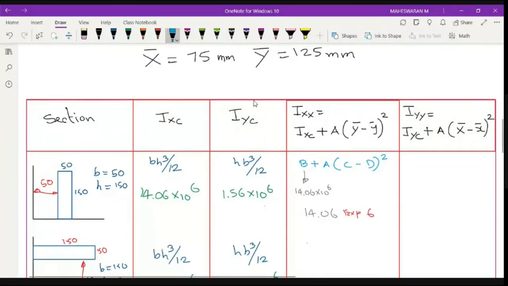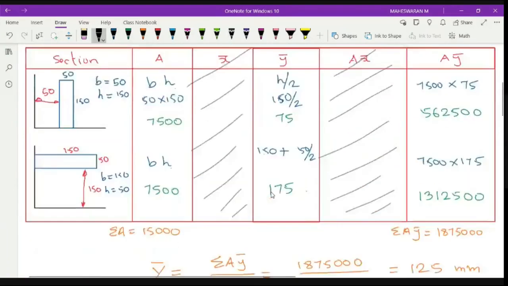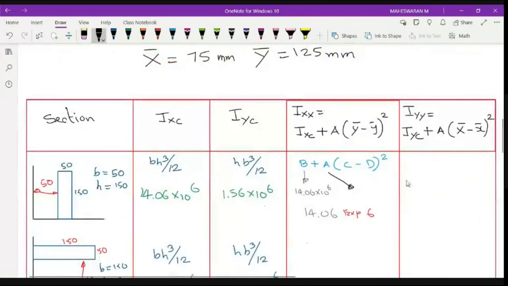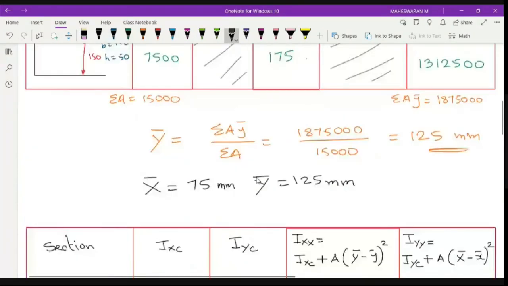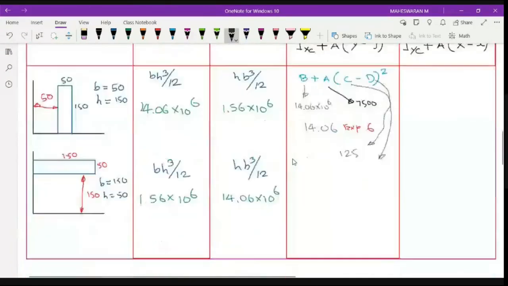Okay. So next area. Area here is 7500. Right. Next C. C is nothing but your capital Y bar, which is 125, right? And D is your small Y bar. So D is your small Y bar, which for this particular case is 75. Any doubt on this? No, sir.